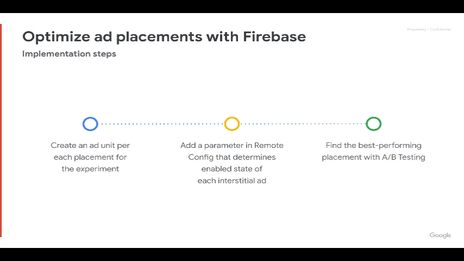Then we have added a parameter in remote configuration that helps determine the state of each interstitial ad. For example, if the interstitial ad is turned on for a certain group or turned off for the other group, and I'll explain it with another example soon. And then last but not least, just like the earlier example with the frequency capping, we compare the results for each group with A/B testing and try to understand what's the best return on investment ad experiment that we have run so far. Let's look at an actual example now.